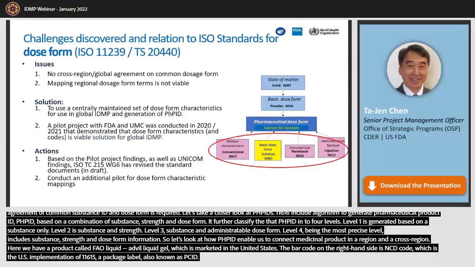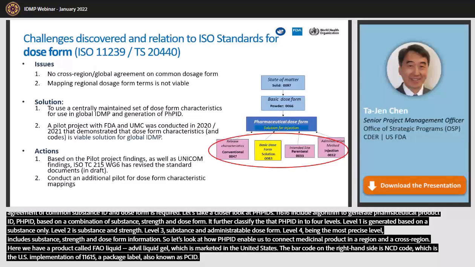Next is about the challenge for dose form. As we mentioned earlier, there is no cross-region or global agreement on common dose form. Mapping regional dose form is not a viable solution. During the 2020 and 2021 ISO TC215 Working Group 6 meetings, the working group accepted a proposal to use a collection of 4 pharmaceutical dose form characteristics as an alternative to generate global PHPID.